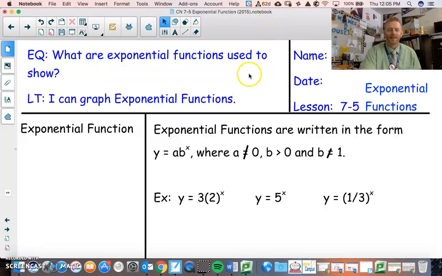7.5 is all about us knowing how to do this exponential function stuff. We're just going to be graphing and making this work out for us. So you need to know what an exponential function is.